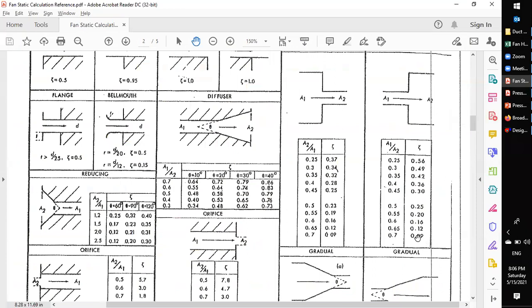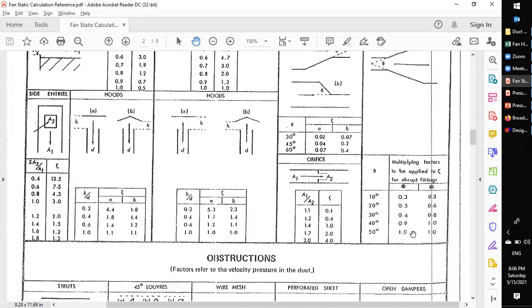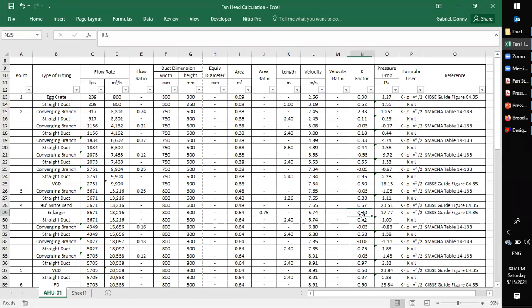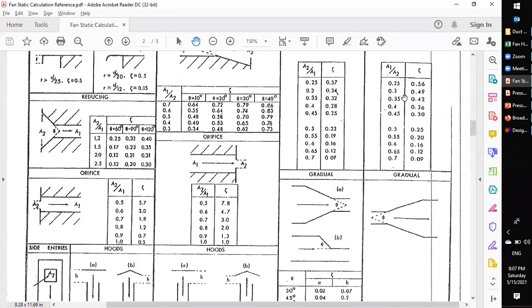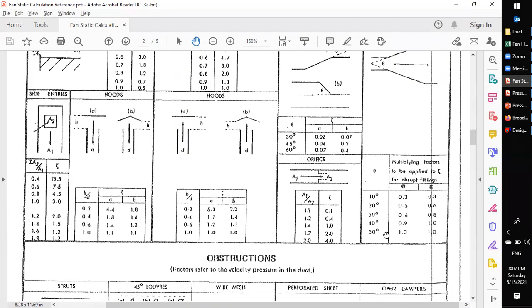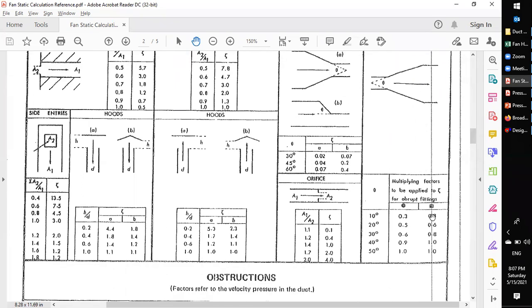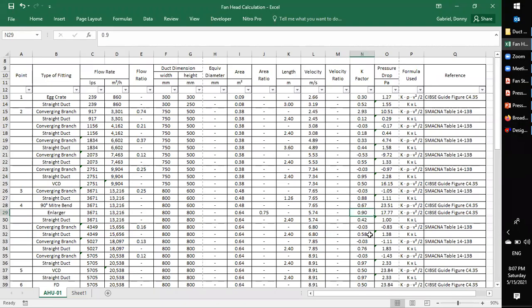0.75 is about here, 0.9. Abrupt 0.9 times factor of 1. So 0.9. So that's how you get the K factor for enlarger, 0.9. We got it from here, 0.9 times our angle factor, 1. So 0.9 times 1 at square ducting. So we can calculate here.